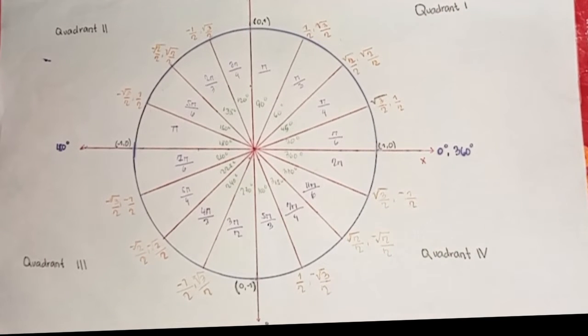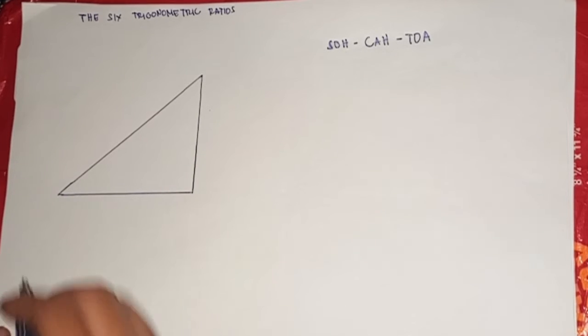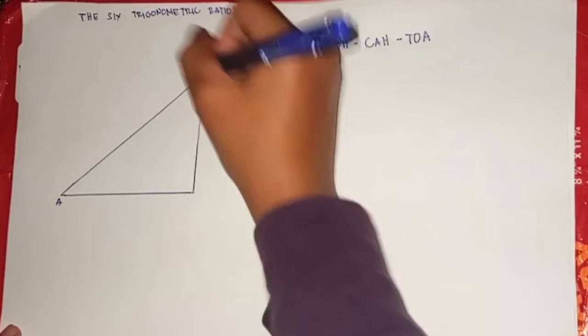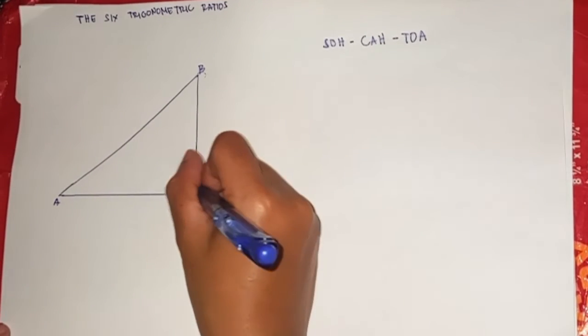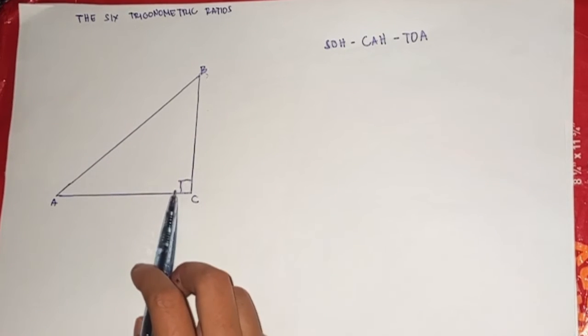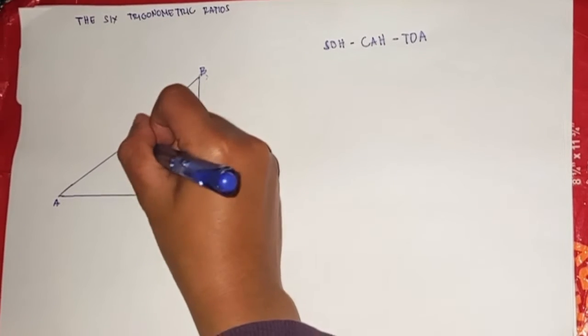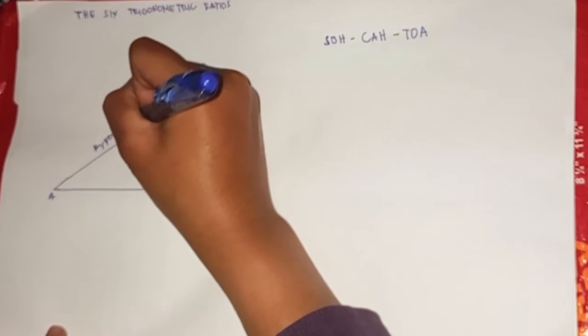So, to determine the values of the 6 trigonometric ratios, we must first define the parts of a right triangle. Let us consider a right triangle with sides labeled A, B, and C. As we can see, the right angle is located at side C. So it means that the hypotenuse is the side opposite the right angle. So this is the hypotenuse.